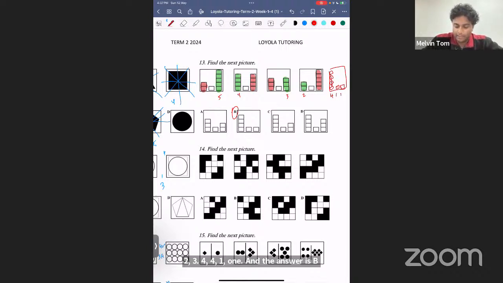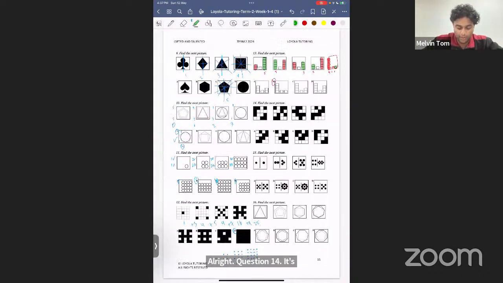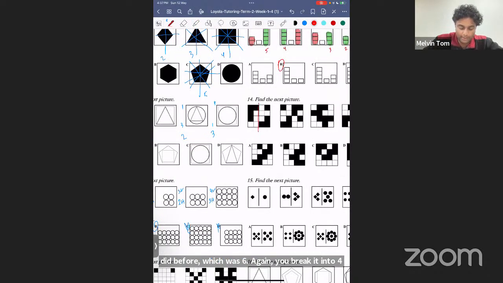By highlighting it, let me show it to you which one's which. That's there, and that's that one there. All right. Question 14. It's very similar to the one we did before, which was 6. Again, you break it into 4 quadrants, see if it makes sense.